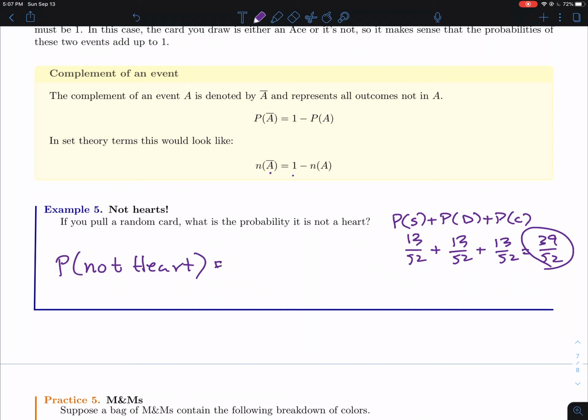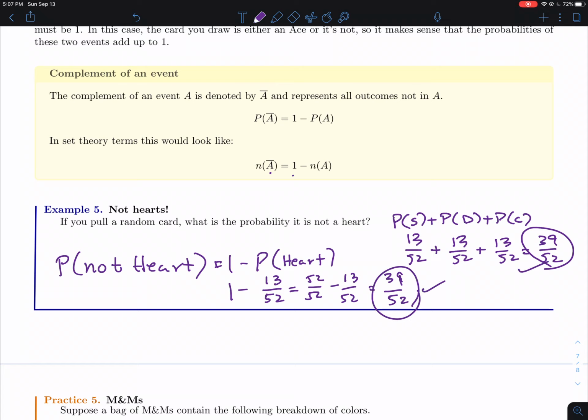Or I could use the formula above and just do 1 minus the probability that I actually get a heart. I saw that there are 13 hearts, so I've got 1 minus 13 over 52. You need to get a common denominator, or you can just type 1 minus 13 over 52 straight into your calculator if you don't want to do that math. When I do the math, I end up with 39 over 52. So either way, I end up with the same answer.